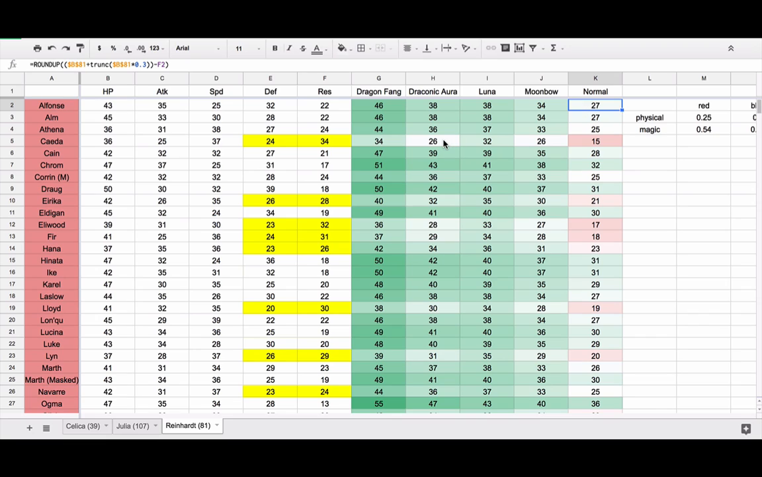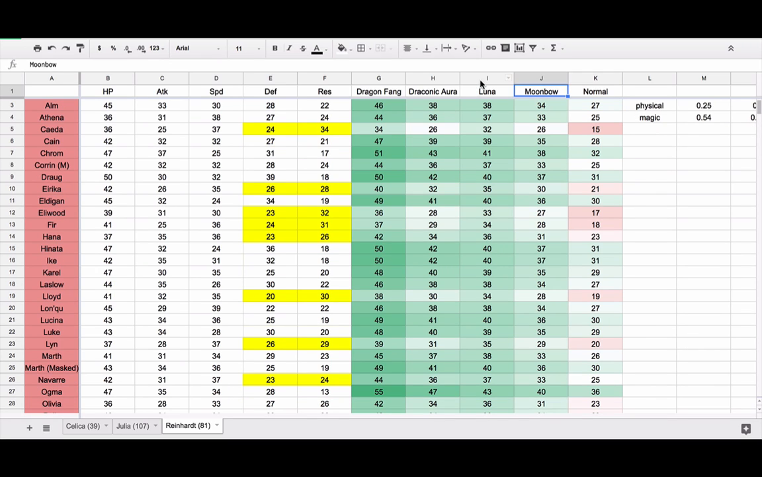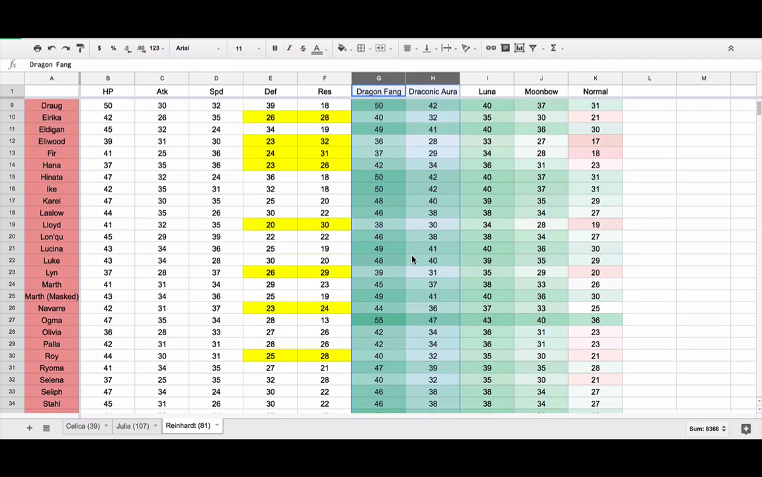But the point I'm trying to make here is that because Moonbow and Luna are not shredding that much res here, the damage you're getting from these two is not as powerful as these two. Now, there are a lot of exceptions.